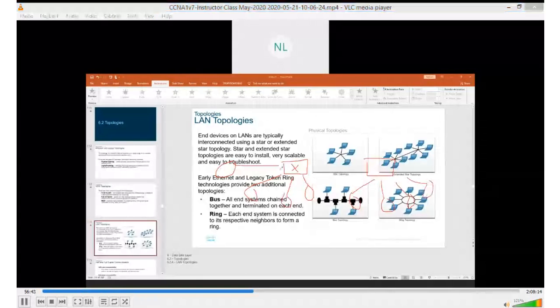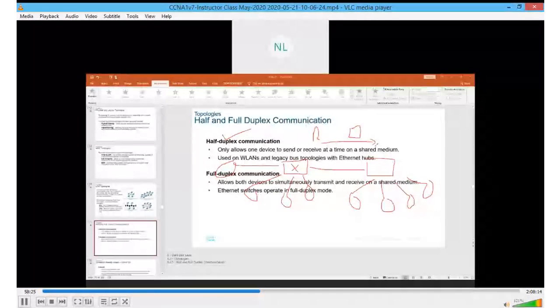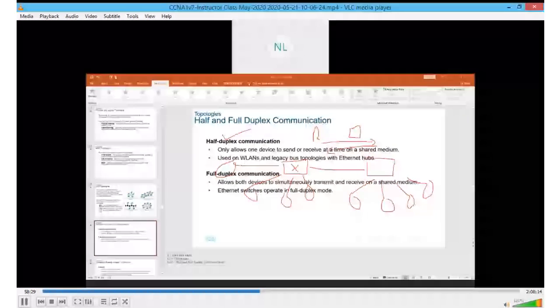You can receive what has been broadcasted. Another kind of communication these devices are capable of is half duplex. Half duplex means the signal moves in both directions. Signal can move like this, and it can also move like this. But the catch is it can only do one at a time. It is either sending or receiving. It cannot do both.